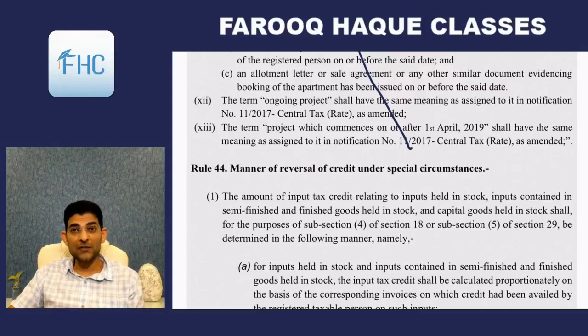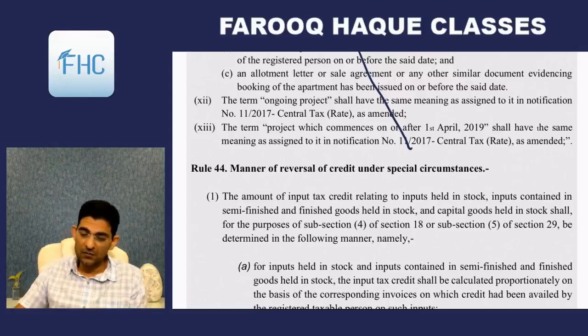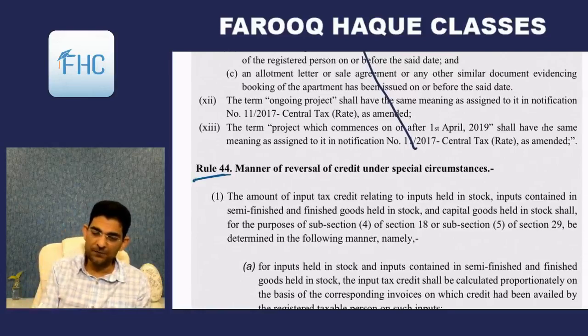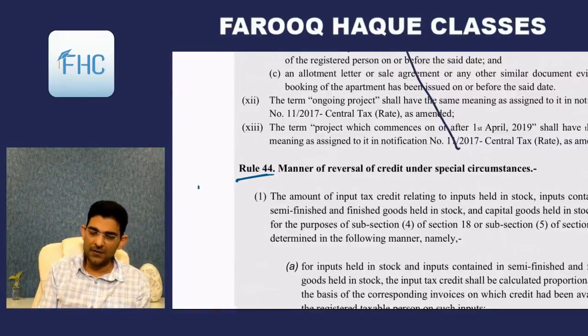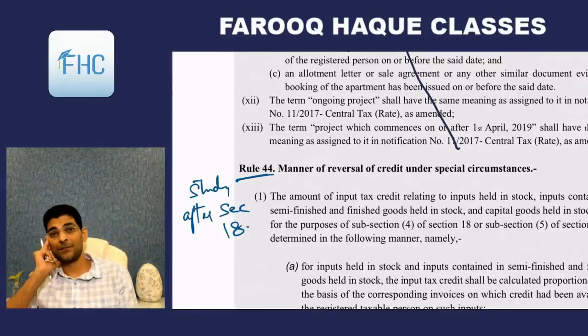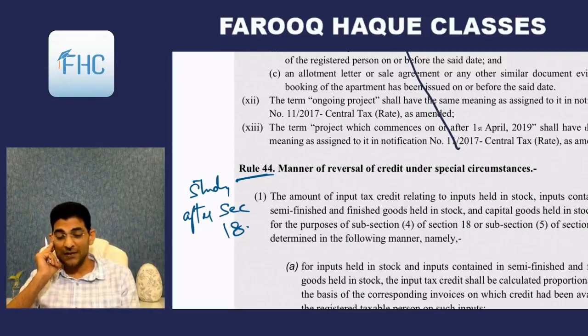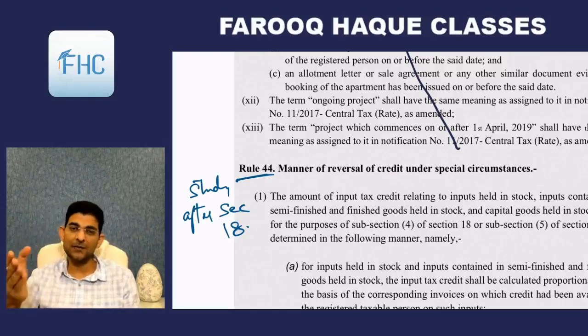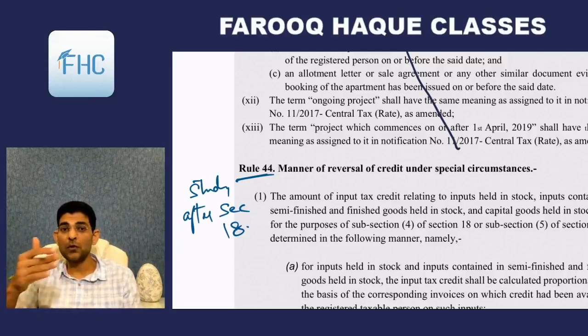for capital goods. Next given here is rule 44, but you write it down here. We'll study it after section 18. So first we'll see section 18, because this rule is relevant for section 18, not 17. It is misprinted here, so therefore we'll study it after we have finished section 18. Then we'll see rule 40, 41, 41A, and then come to this 44. Okay, great.